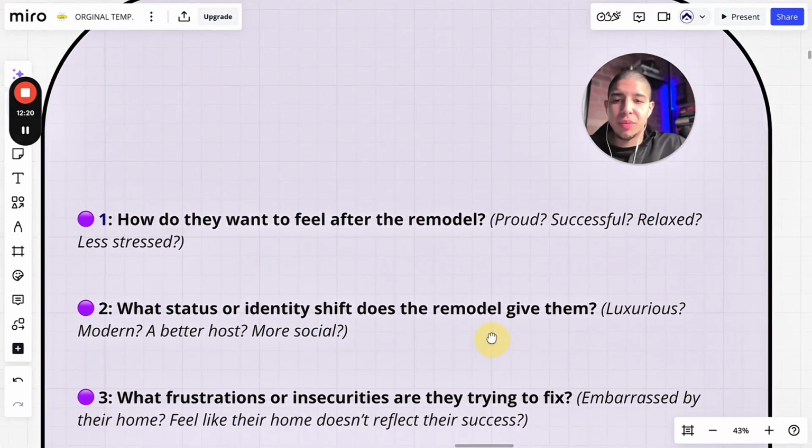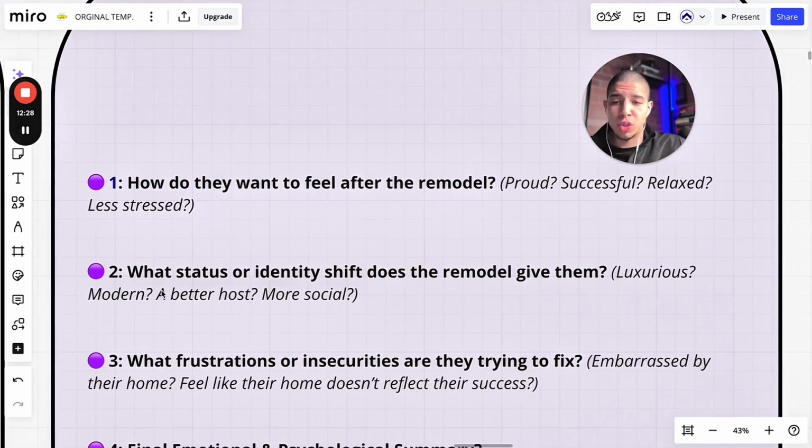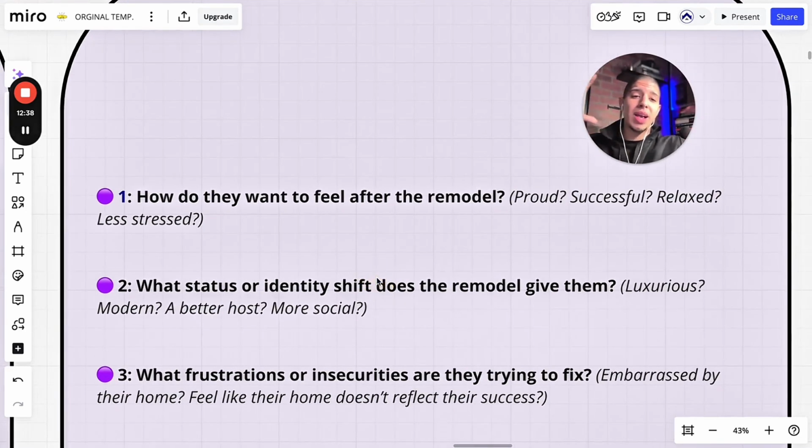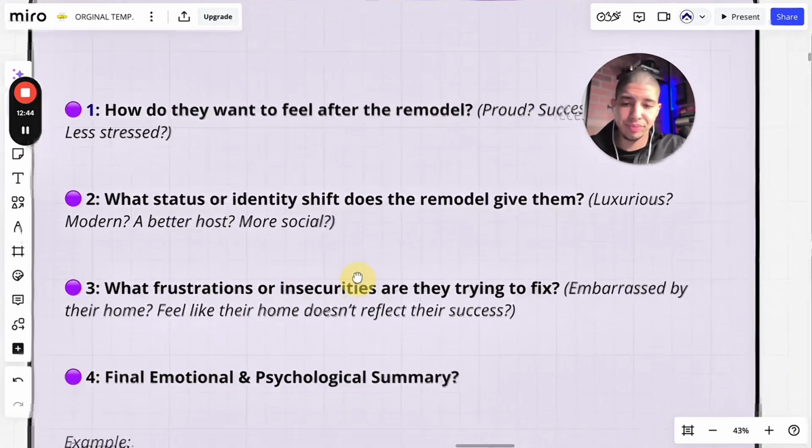How do they want to feel after the remodel? Proud, successful, relaxed, less stressed? All things to take into consideration. Number 2, what status or identity shift does the remodel give them? Luxurious, modern, a better host, more social, more inviting? Listen, man, we all want to be that guy at Thanksgiving who has a badass home. That's just the truth. And if you don't, then there's something wrong with you.